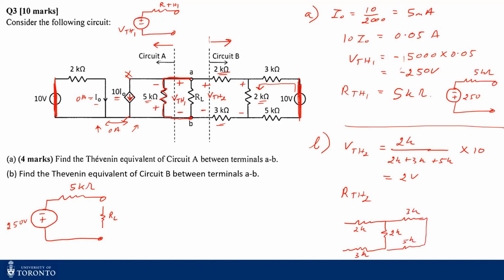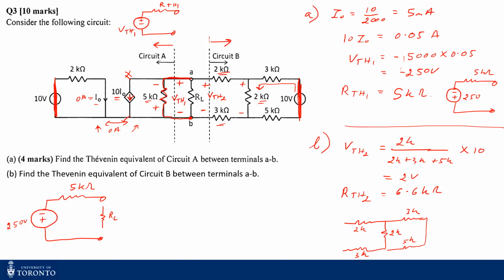So you see I have 3 kilo ohms in series with 5 kilo ohms, parallel with 2 kilo ohms. This one is in series with 2 kilo ohms and 3 kilo ohms, right? Therefore, if I find out the combination of the resistances, I'll get my RThevenin to be 6.6 kilo ohms, right?